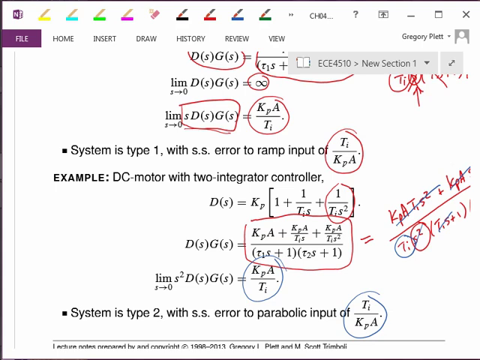So that concludes our look at steady-state error from the perspective of minimizing the error with respect to the reference input. But there's one other source that could lead to steady-state error, and that's disturbance. And so we look at that next.